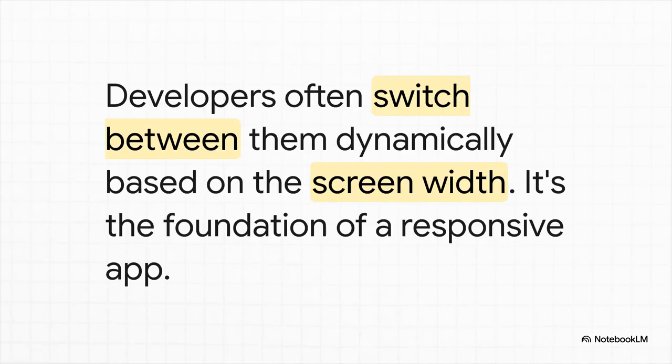So what's the big takeaway here? You don't have to pick one and just stick with it. The real pro move is to make your app smart enough to switch between them. You can use something like a layout builder to check the screen width, and then, boom. If it's narrow, show the bottom navigation bar. If it's wide, show the navigation rail. That's responsive design in action.